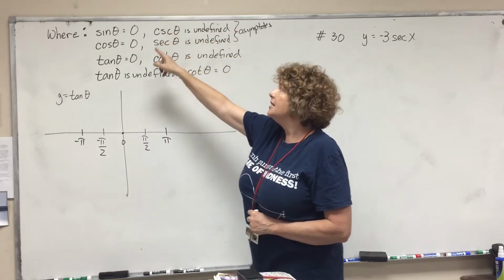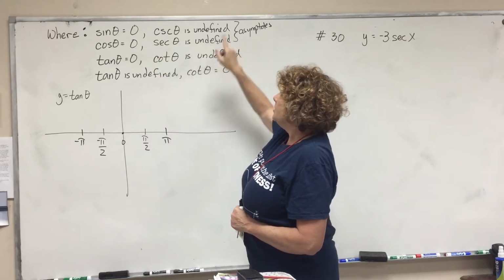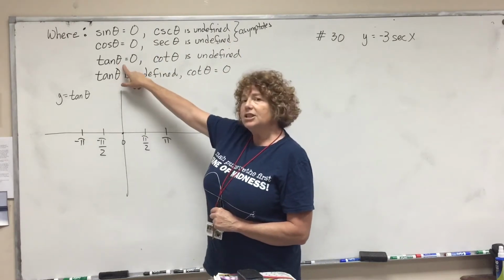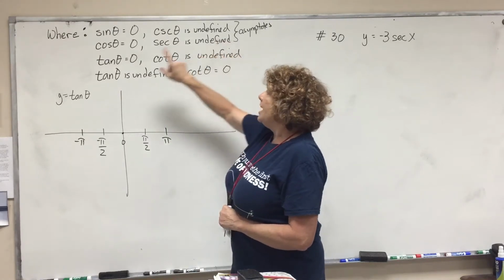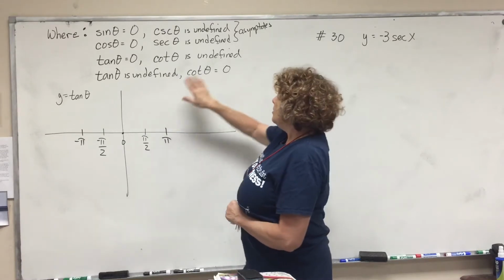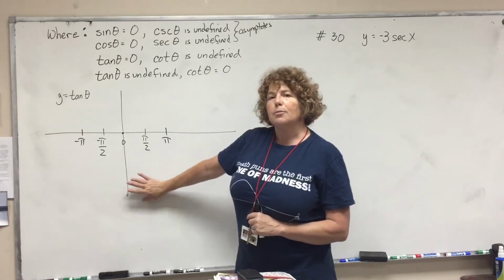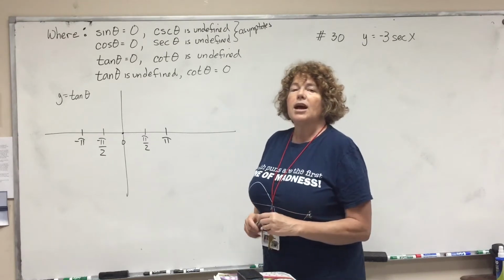It's undefined. Where the cosine is 0, the secant is undefined. Where the tangent is 0, the cotangent is undefined, and when the tangent is undefined, in other words, where there's asymptotes, the cotangent is 0. And I'm going to graph the tangent for you to show you what I mean. Okay?